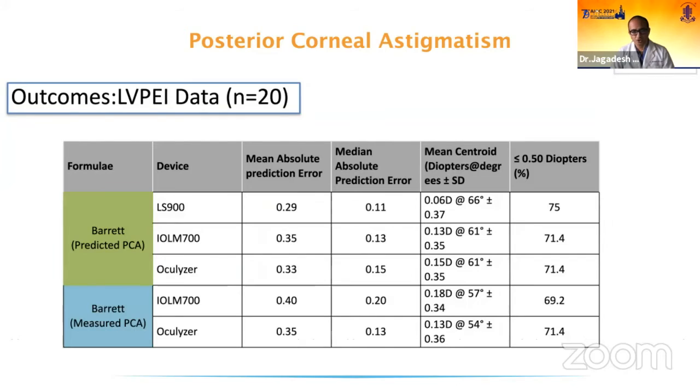This is one of the ongoing studies at LVPI. For this presentation, I thought we'd pull out the data and analyze it. Here we were comparing Barrett's predicted PCA with the Barrett formula against measured PCA among different devices. We did see it was pretty comparable so far, and we are still recruiting patients. Probably we'll be able to show if there's any difference to everybody later.